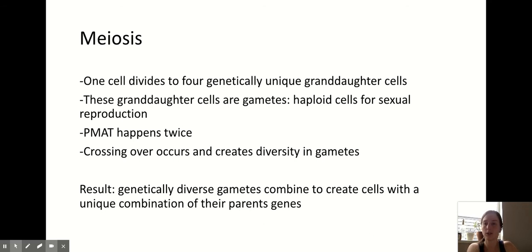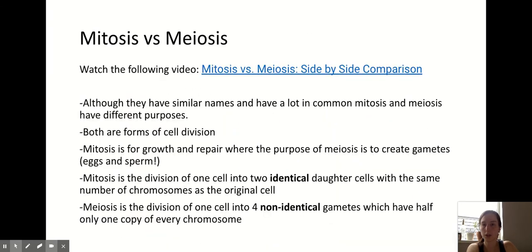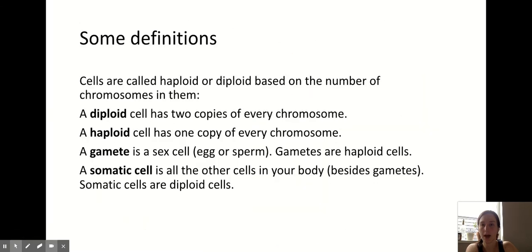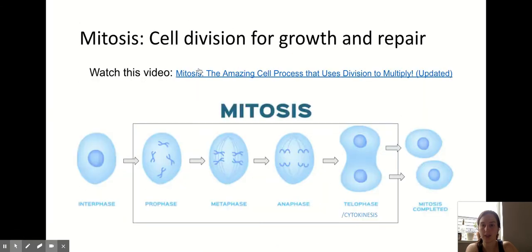Read through the speaker notes. Watch this video, the mitosis versus meiosis side by side comparison one. And this video here, mitosis. So both of these are linked in the slideshow. I'd recommend watching both of those.